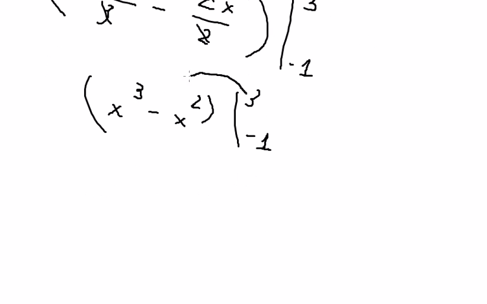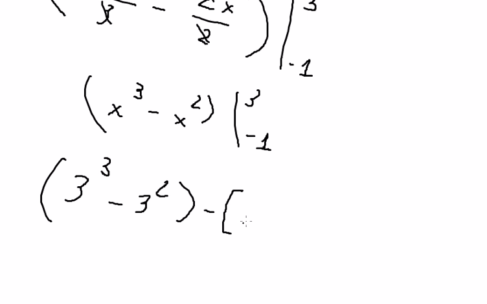So number 3 they go in here and here. Negative number 1 go in here and here. So we got about 3 to the power of 3 minus 3 square, minus, and we have the negative number 1 to the power of 3 minus negative number 1 square.